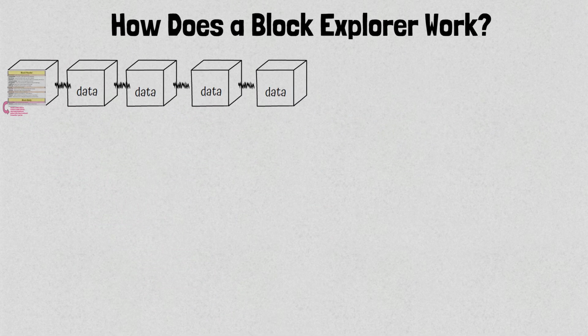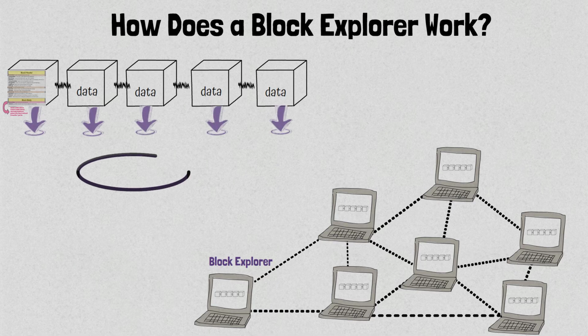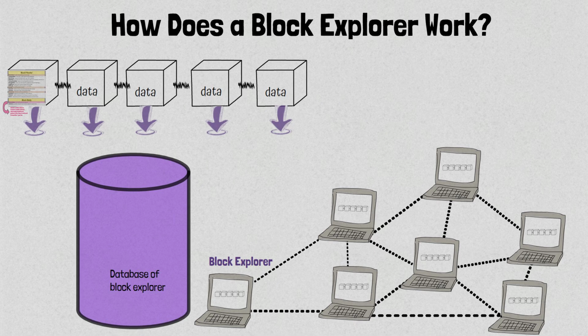So how does a Block Explorer make this information easy to understand? A Block Explorer operates by running a full blockchain node. This means it downloads and verifies all the blocks in the blockchain. Once the data is downloaded, the Explorer stores it in its own database. This allows it to quickly answer searches, because it doesn't need to scan the entire blockchain every time. It only needs to update itself with the newest blocks as they are added.